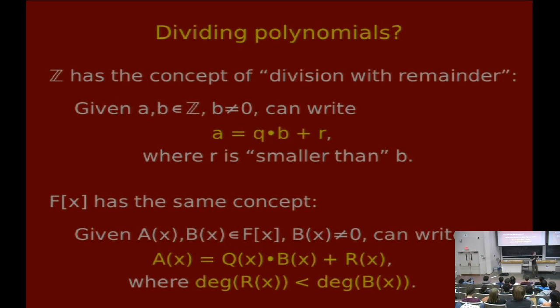And what's this notion of smaller than? It's in terms of degree. So this division has the property that the degree of the remainder is smaller than the degree of the thing you're dividing by. So it's a nice analogy with Z. Let me give you an example.